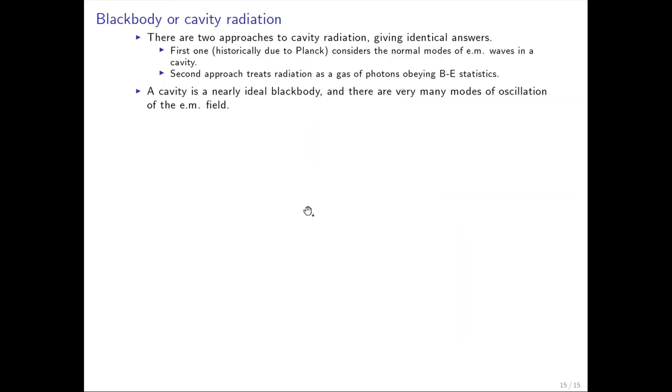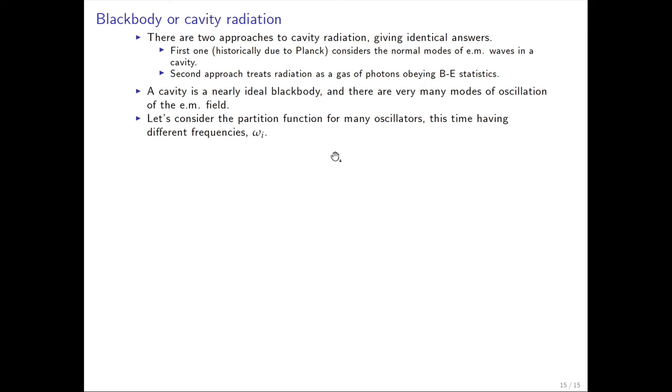Okay, so we'll go into details next lecture, but basically there are these two approaches that we've sort of skirted. One was to consider normal modes of electromagnetic waves in a cavity, and of course we showed that radiation can be considered as a gas of photons, obeying Bose-Einstein statistics with zero chemical potential, essentially, and we'll sort of follow this basically. What we mean by a cavity is a nearly ideal black body. Well, we'll consider it to be ideal, and there are many, many modes of oscillation. We'll come back to this next lecture, but I'll just give you a brief preview.